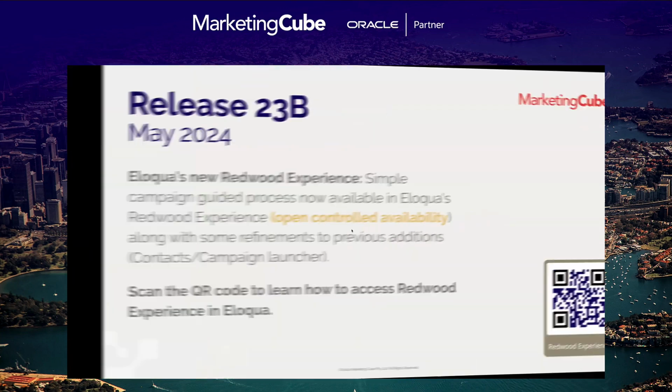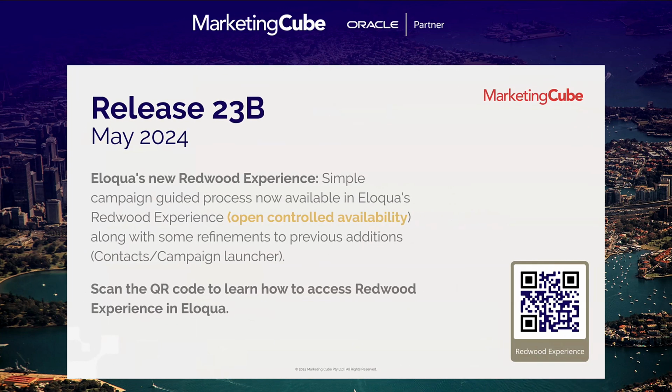All right, so 24B. Key enhancements that we can look forward to in 24B. The first one relates to the simple campaign guided process. These are changes being made in relation to Redwood and also to the simple email campaign construct. It's in what we call open controlled availability. What that means is, first of all, the fact that it's open means anybody can access it. You just need to log a service request. We can help you log a service request if you like. That's pretty easy. We can take care of that for you. And that will make that active.